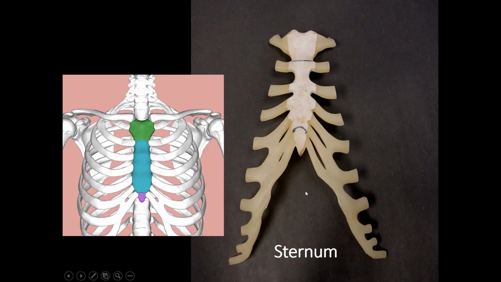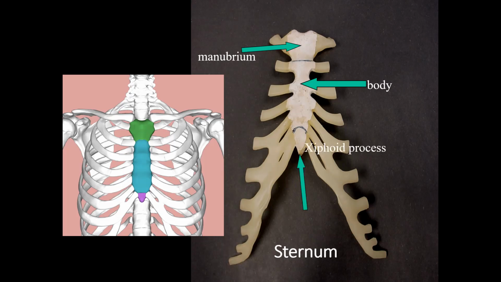But the parts of the sternum: there is what's known as the manubrium. It's the top region. There's the body. Whenever we have a structure in anatomy that's in the middle of another structure, the middle region of a structure, we tend to call it the body. So that's a term you're going to hear a lot in anatomy. And then at the very tip is the xiphoid process. The xiphoid process is a pointy end of the sternum.